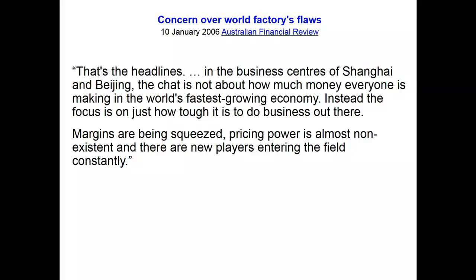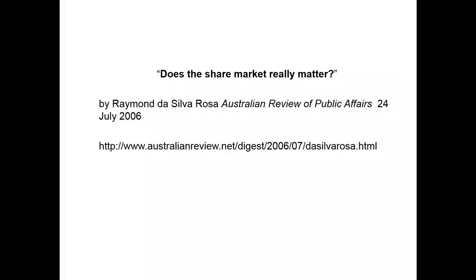So this theory, I've explained a bit more in the readings. Does the share market really matter? In terms of the larger economy, what the share market does or doesn't do really makes no difference to the broader economy. You've had periods in the US when the stock market has been booming and the economy has been going down, and vice versa.